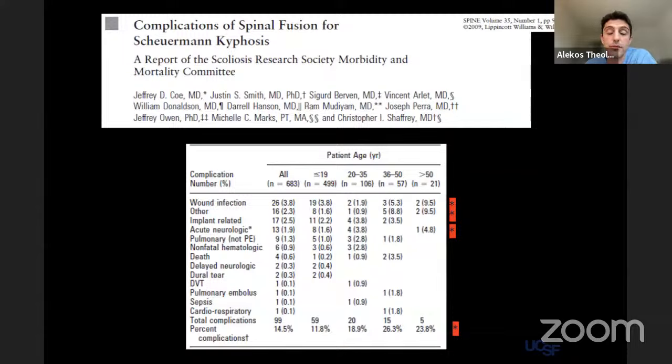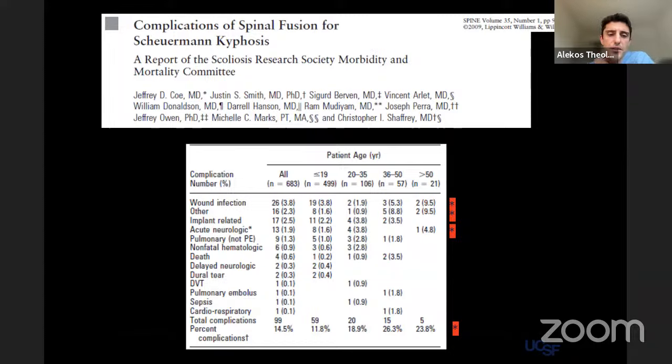While these can produce significant improvement in function, cosmesis, and pain, I think it's important that we don't overlook the relatively high complications with these surgeries. This is a study from the SRS M&M committee database many years ago, looking at both adults and children with Scheuermann's. You can see here that overall they had a 15% complication risk rate. There's quite a smattering of complications that were reported.